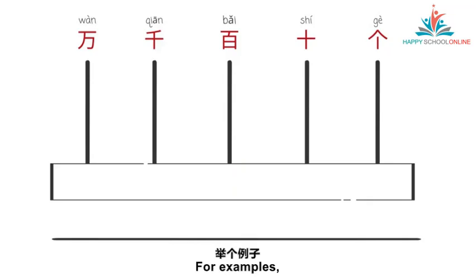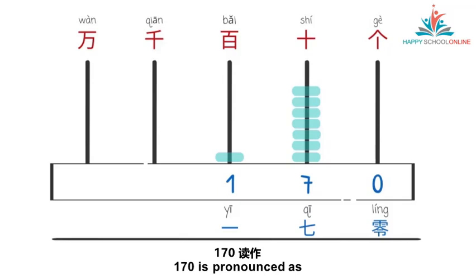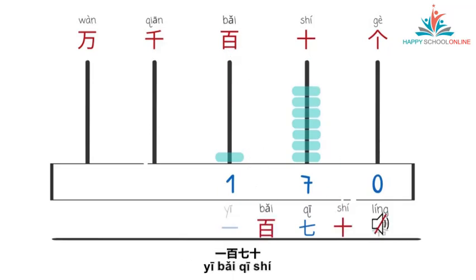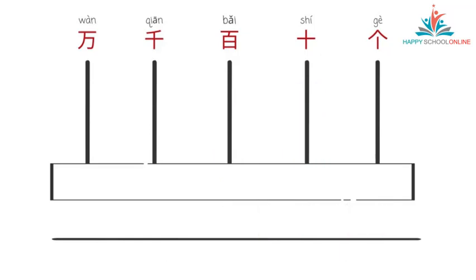For examples, 803 is pronounced as 803. 170 is pronounced as 170. For digit in hundreds and in thousands.